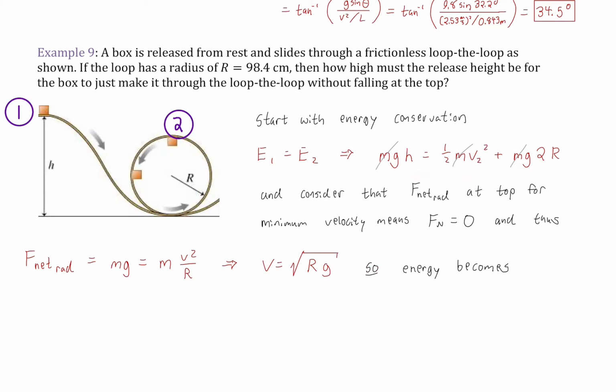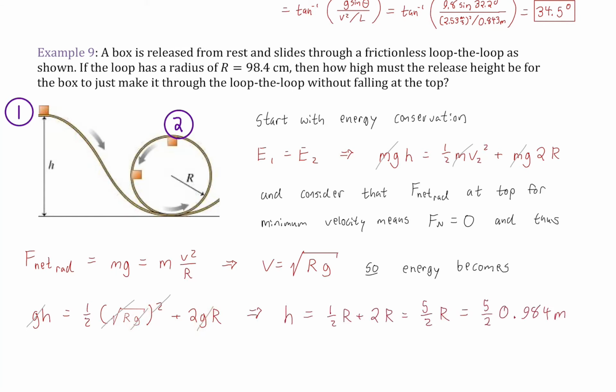So then energy becomes gh, because the m's already canceled. So then it just becomes gh equals 1/2 times v, which we've replaced with the square root of rg, but we're squaring it, so the square root cancels, plus 2gr. The g's now are in all the terms, so we cancel those out, and then we just find that h is equal to 1/2 r plus 2r, or 5/2 r, or 5/2 times 0.984 meters, or in this case, 2.46 meters.